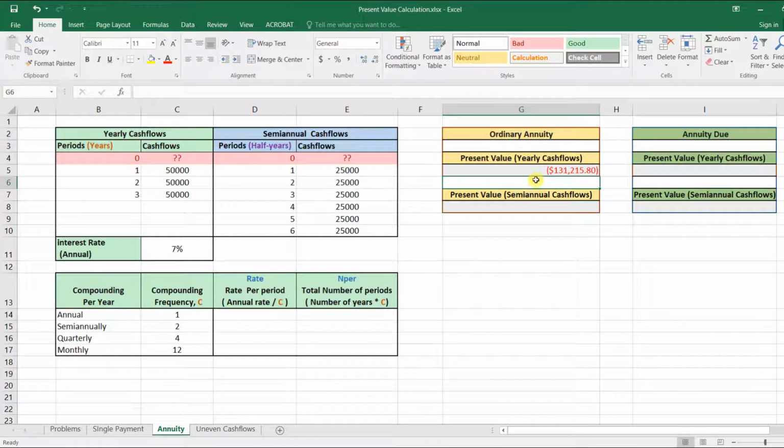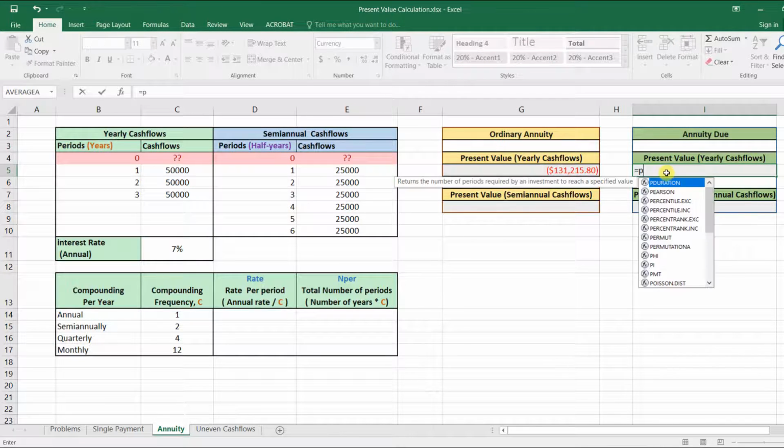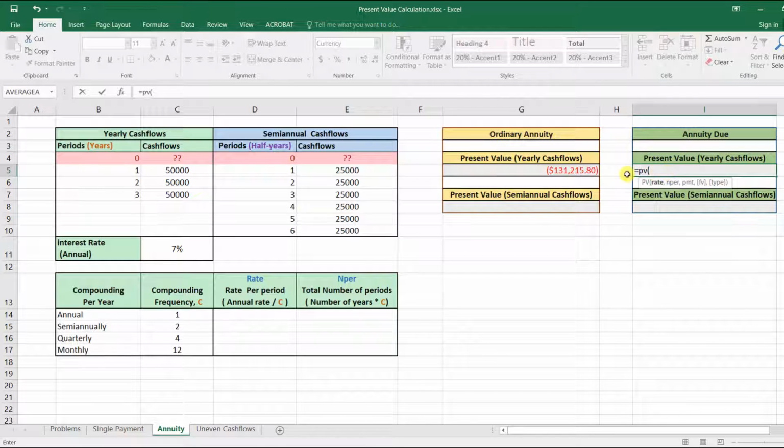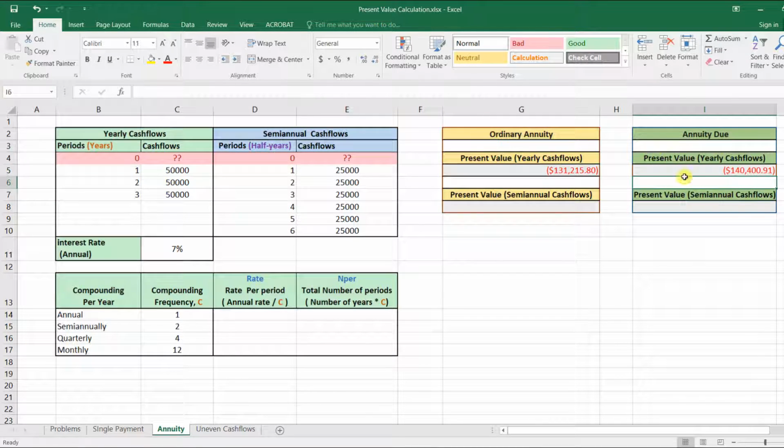So this is the present value of this annuity. If we try to calculate the same thing for annuity due, what we'll do, we'll keep everything else the same. Just in case of the last parameter, we'll put 1. So this is the result for annuity due. Great. Now for dealing with semi-annual cash flows, so we're talking about this problem now.